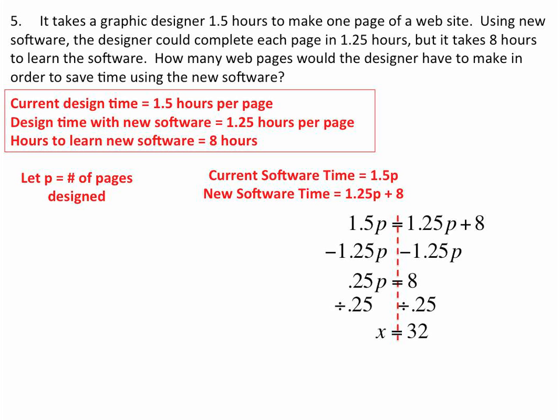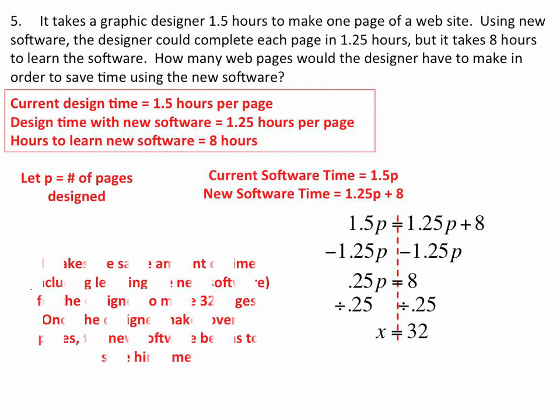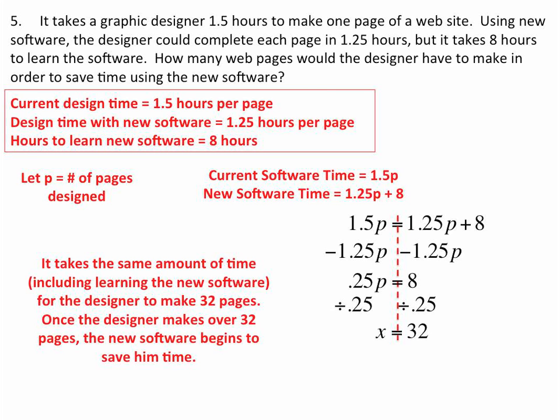So in 32 pages, after 32, the new software would begin to save me some time. So I wrote, it takes the same amount of time, including learning the new software, for the designer to make 32 pages. So it doesn't matter if you used old one or new one, at 32 it's the same. Once the designer makes over 32, well then the new one saves me some time. Okay?